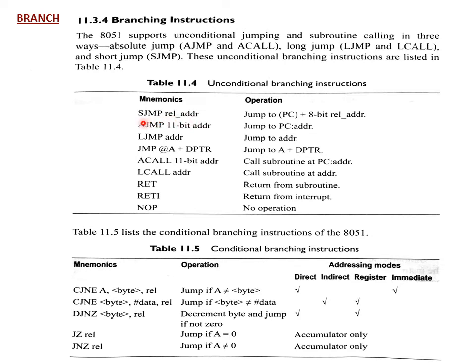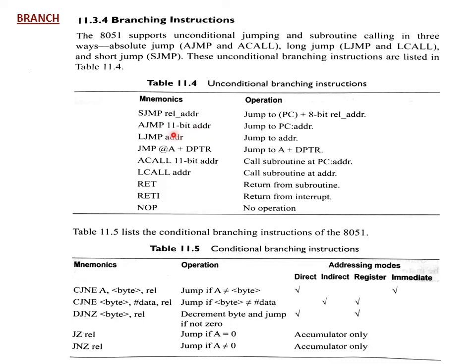Simple jump, also known as short jump. Now SJMP with your relative address: short jump with the 8-bit address you specified in the instruction. Based on that, your PC is going to be added. Next, AJMP with an 11-bit address, AJMP is called absolute jump. Directly, the address you specified is where it is going to jump.